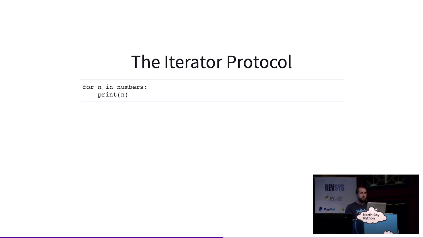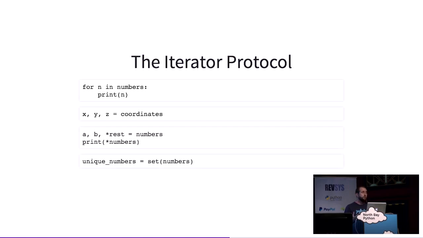For loops use it. Multiple assignment also uses it, though. The iterator protocol is also used by star expressions, and it's used by many built-in functions in Python, many third-party libraries, many standard library functions. Anything in Python that works with an iterable in some way probably relies on the iterator protocol. And if you were looping over something, the iterator protocol has to get involved.